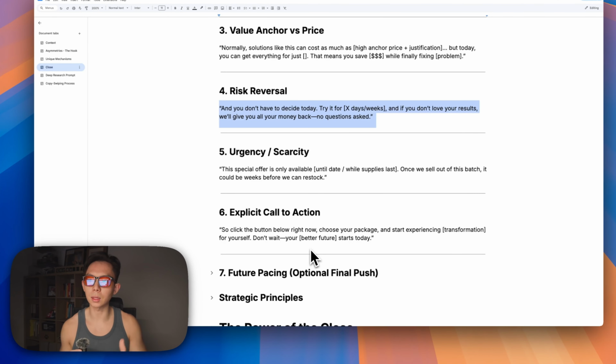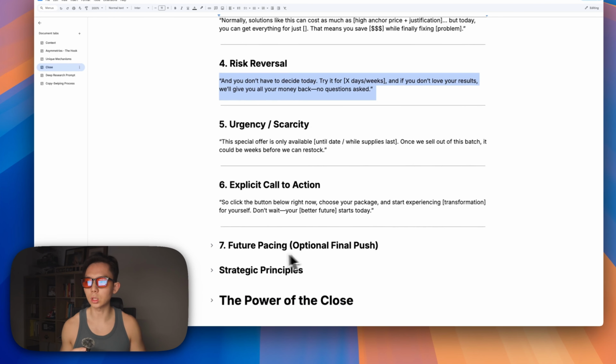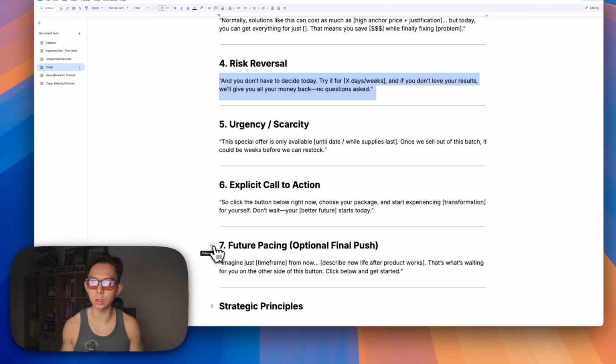So you want to click the button below right now, choose your package, and start experiencing transformation for yourself. Okay, so this is where you give them very clear instructions. You can even show on screen how the buying journey looks like.